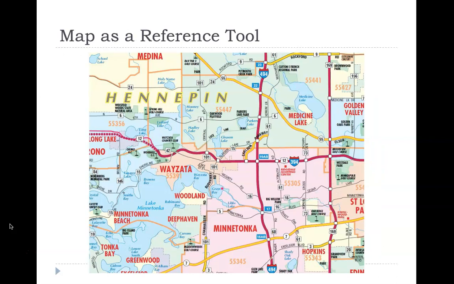So if we look at this, this is a map as a reference tool, right? This is the Twin Cities metro area, and if you are over on 394 and the Olson Memorial Parkway, and you're looking to get to Woodland, this map would help you get there. You would refer to it to get you over to Grays Bay over yonder, right?